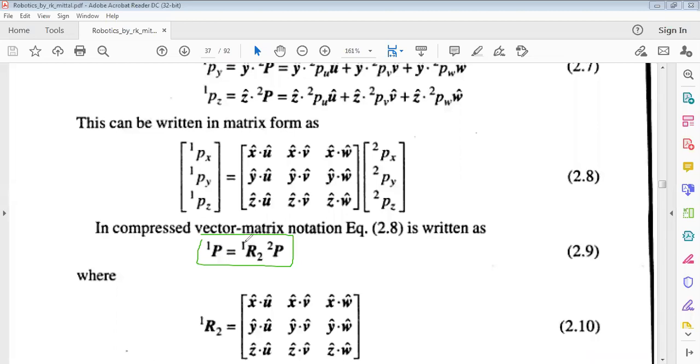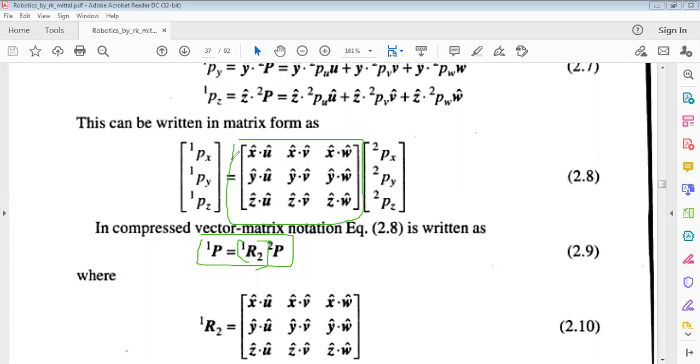Here 1R2 is a purely rotational matrix. It is the rotation of the second frame with respect to the first frame. This is the meaning. This 1R2 is in vector form, I mean in terms of the unit vectors of both the vectors 1P and 2P: x bar dot u bar, x bar dot v bar, x bar dot w bar.